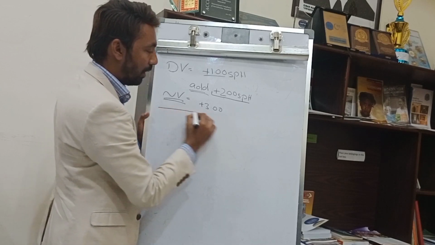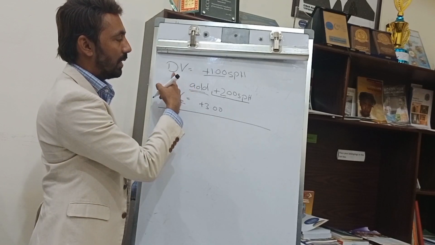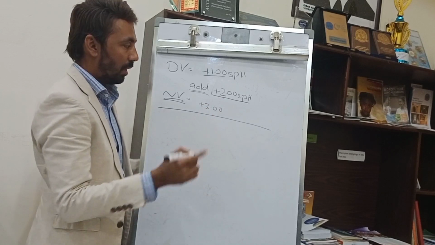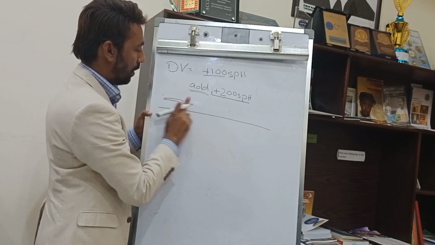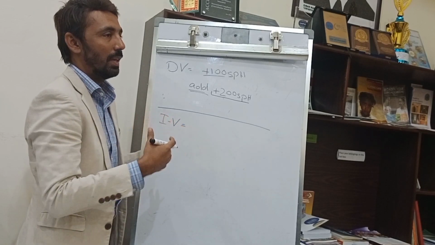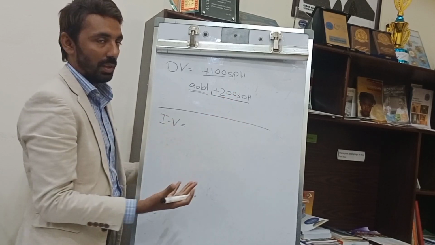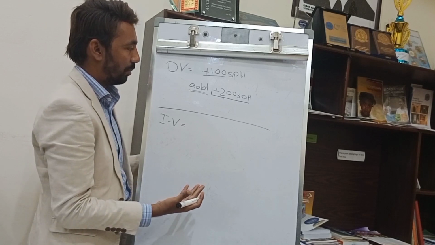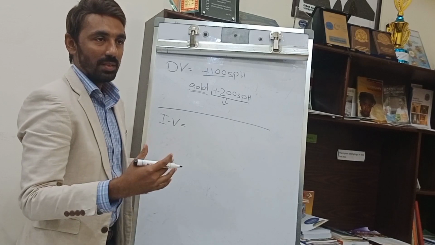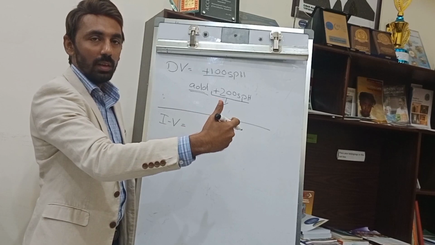But if we want to find the intermediate correction for the same patient having the distance vision correction +1 and addition +2, then what will we do? Now this is for intermediate vision, right? If our patient wants spectacles for his desktop, for example, then what would be the eyeglasses prescription? So we'll simply have to reduce the addition, right?